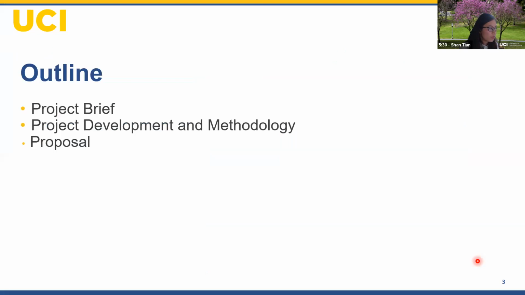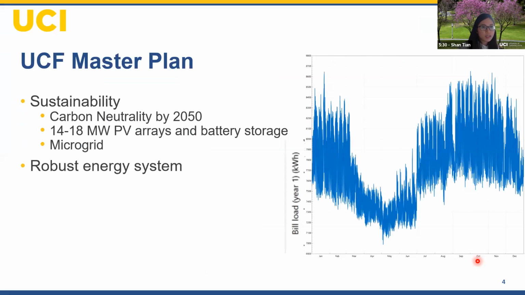I will go over the brief, the methodology and the final proposal for this presentation. UCF sets the campus sustainability goal of reaching carbon neutrality by 2050 and identifies the existence of vacant land for 14 megawatt of solar arrays and battery storage. A future microgrid project is also envisioned in the master plan as a power source. The current load profile is shown on the right with a peak demand of over 8 megawatt.